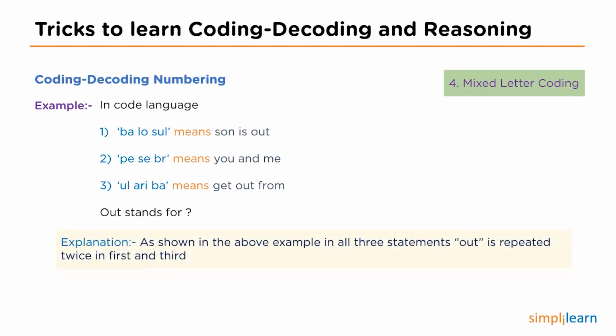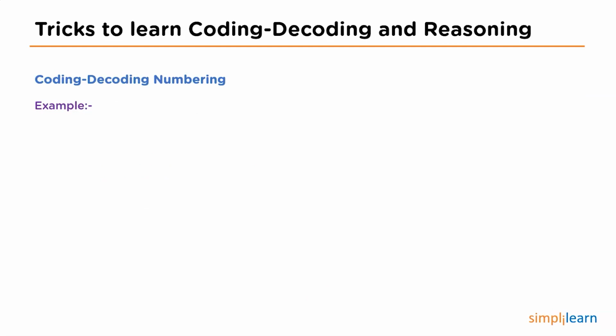Explanation. If you observe the question, it is mentioned that out is repeated in both the first and third statements. So the common word in both these sentences is ba. Rest of each word is different. So out stands for ba. So according to the mixed letter coding, out stands for ba in the above question. So these are a few examples for mixed letter coding. Now let's have a look at mixed number coding.